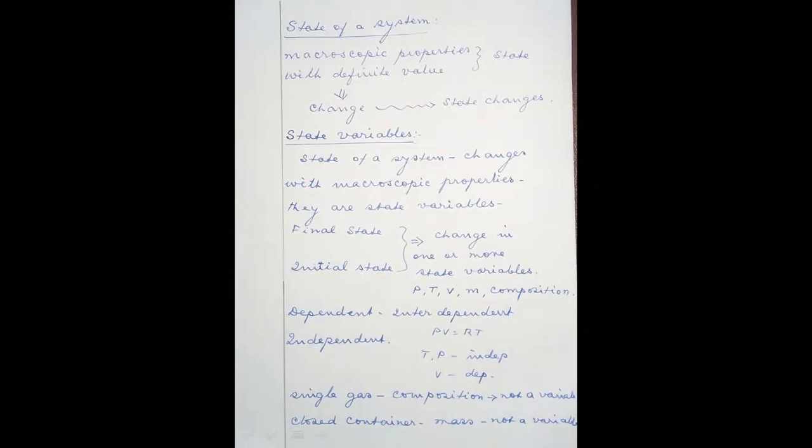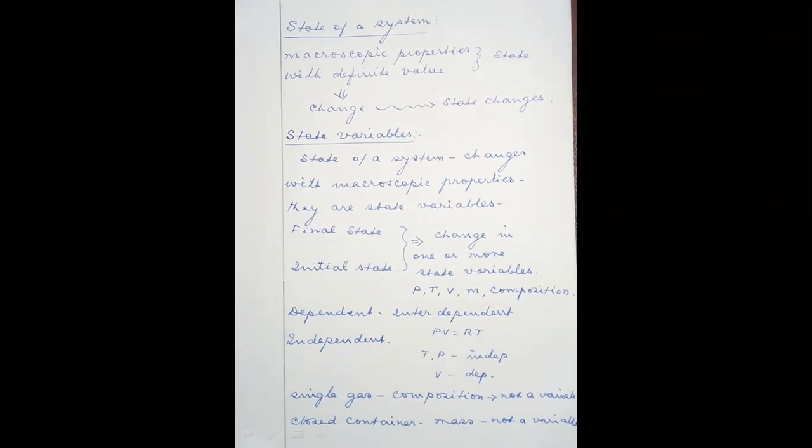When all the macroscopic properties are found with a definitive value, then the system is said to be in a state. When one or more macroscopic properties change their values, now what happens? This change results in the state changes. So the state variables, we have seen what is a state variable. When a system moves from an initial state to final state, there will be certainly a change in one or more state variables, like a pressure, temperature, volume, mass, composition.